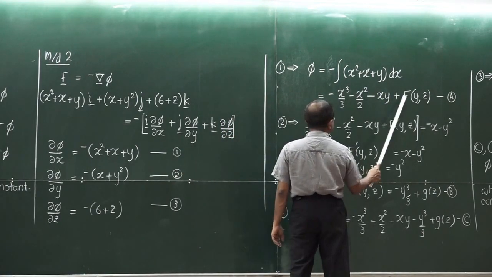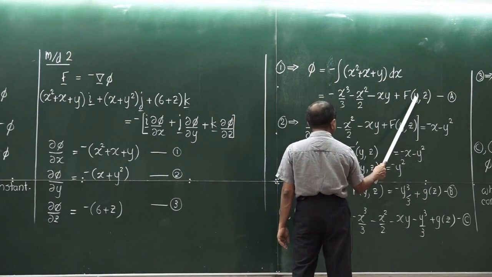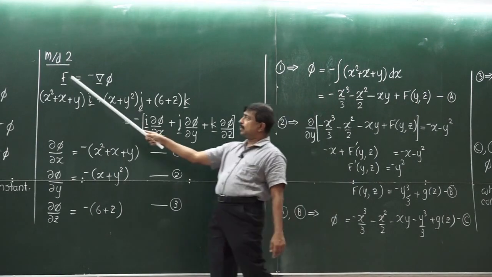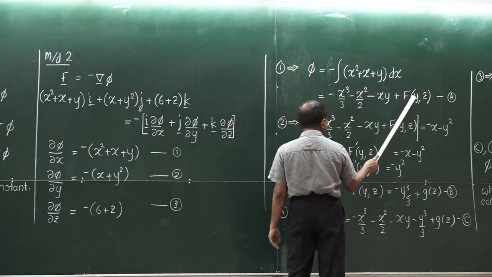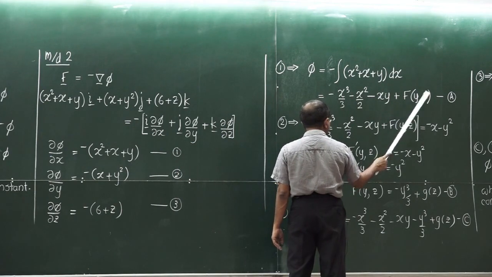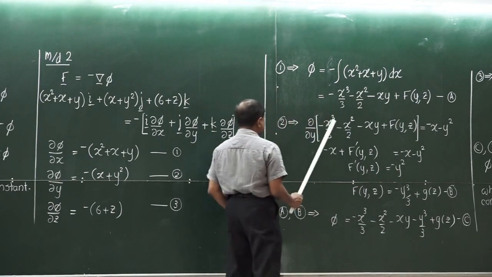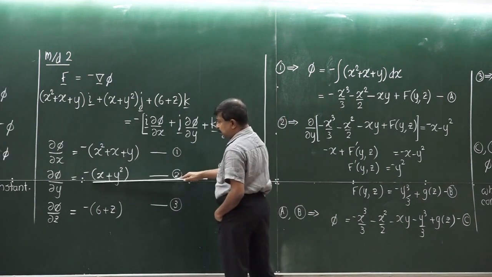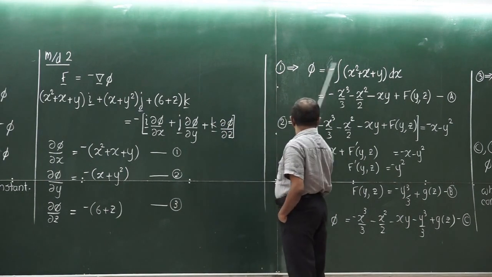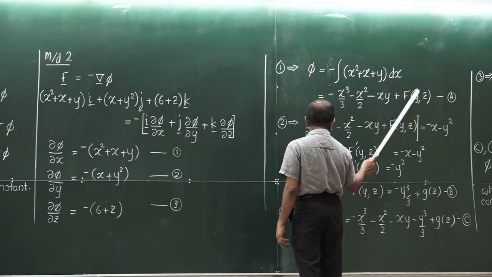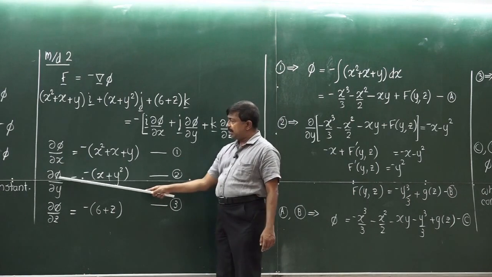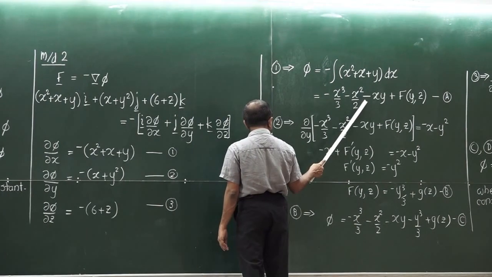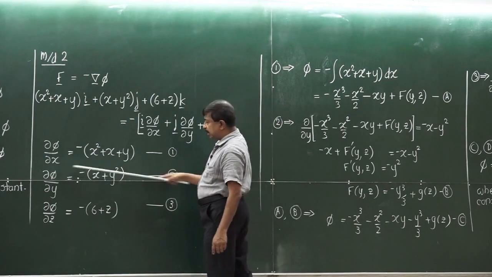That means, instead of an arbitrary constant, you have to introduce a function. This capital F has nothing to do with this one, right? F in terms of y and z. Now, you need to figure out what this is. You take equation 2 and try to determine at least part of this one. Now, you plug in phi here. You have obtained a function phi. You use that in the second equation.